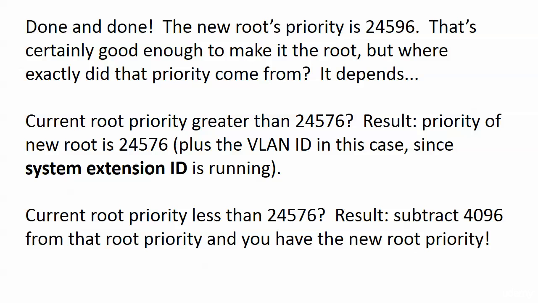If the current root priority is less than 24,576, what happens is that 4,096 will be subtracted from the current root priority, and then you have the new root priority. So a lot going on there too. But again, if that current root is greater than 24,576, then that's what the new root will have its priority set to. If the current root priority is less than 24,576, the switch will subtract 4,096 from that root priority, and you have the new root priority. 4,096 will come into play in a couple of videos as well, so it's a good number to remember.